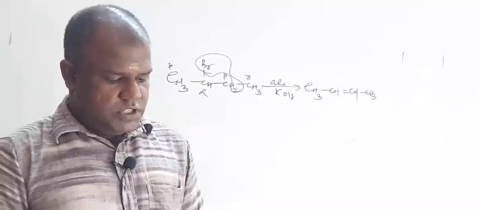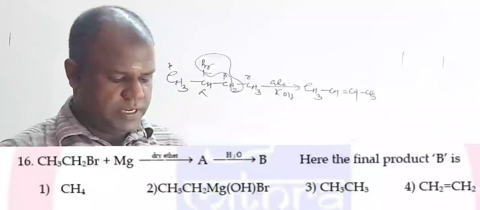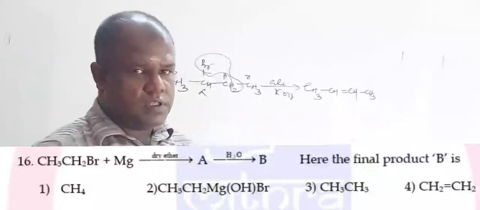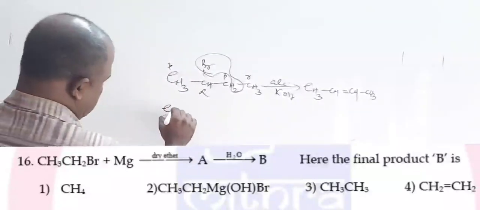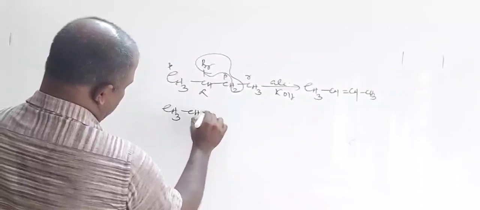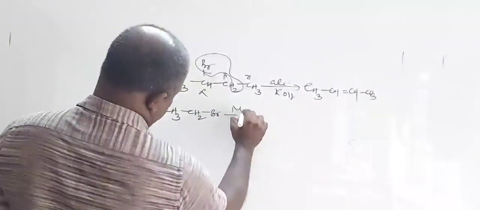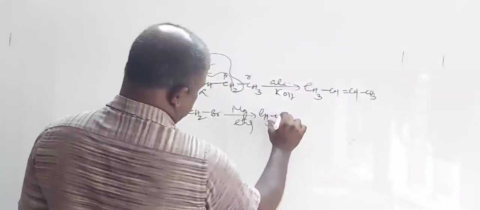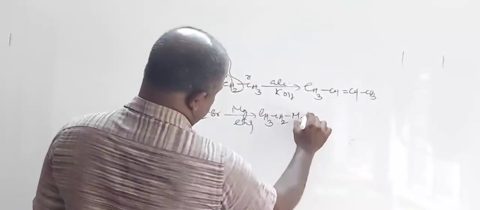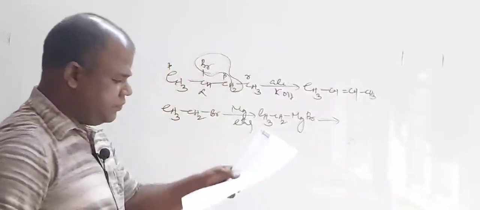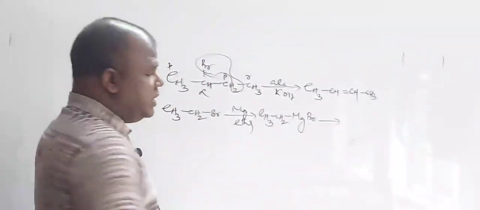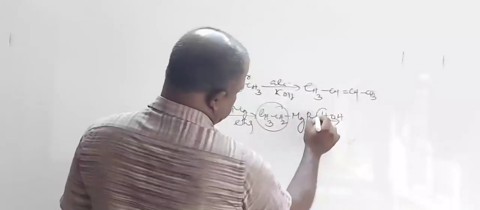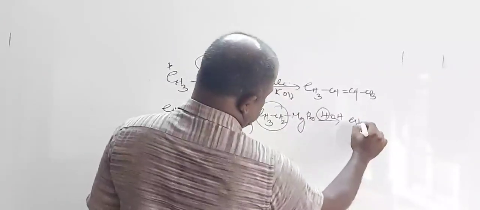Next, question number 16: CH3CH2Br with Mg in dry ether gives A, and with water gives B. What is B? CH3CH2Br with magnesium in ether is a Grignard reagent formation. CH3CH2MgBr is the product formed, that is A. Agree. And water means HOH, so the alkyl part of the Grignard reagent combines with the replaceable hydrogen to form ethane.